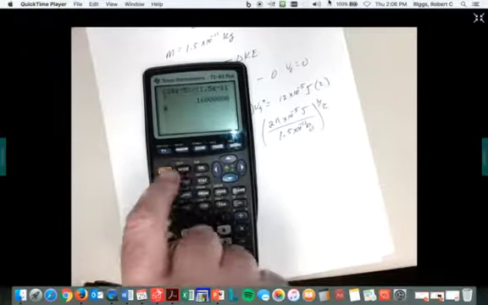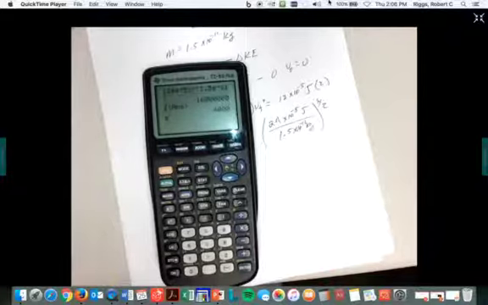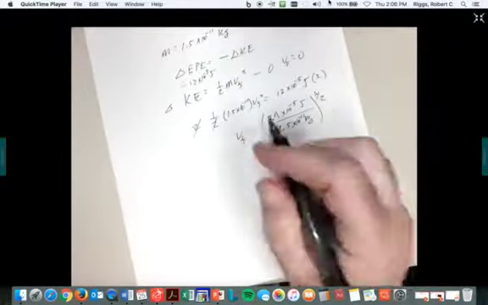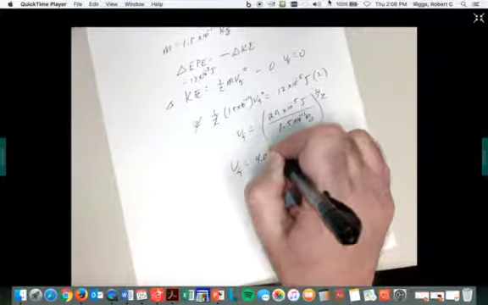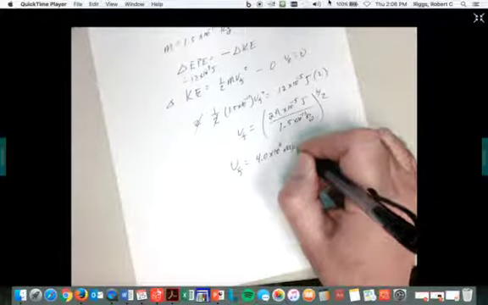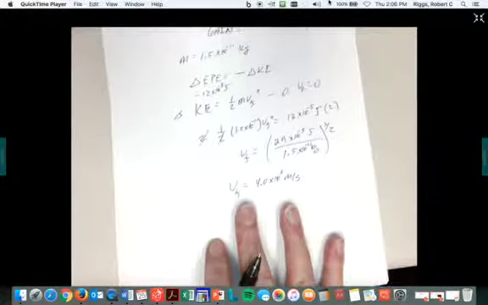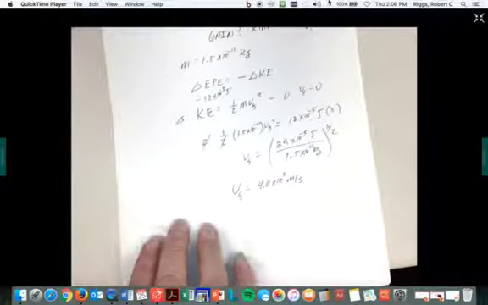That equals that. Take the square root. Boom. 4,000 meters per second. That's not very fast. There you go. All right. Next, I'm going to show you one other thing before we get into the slides.